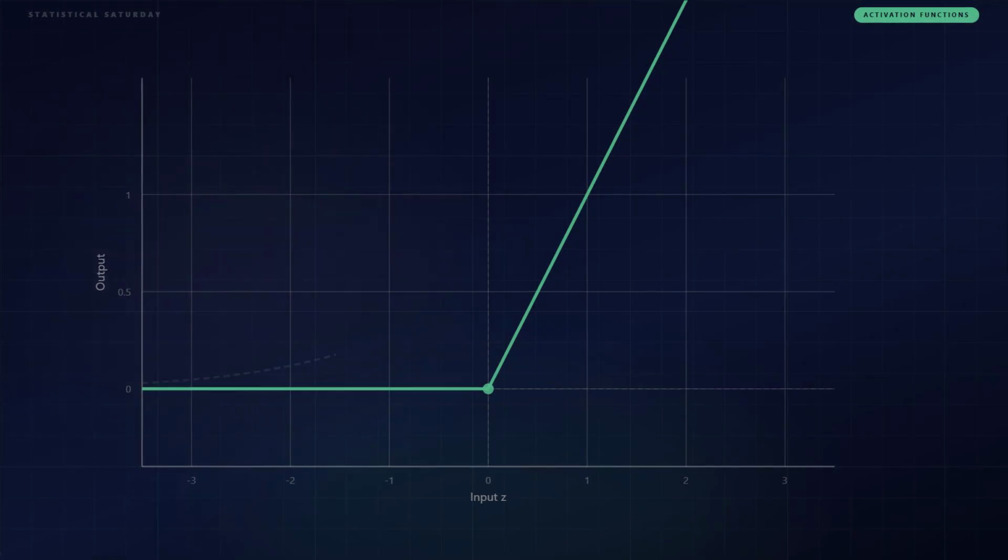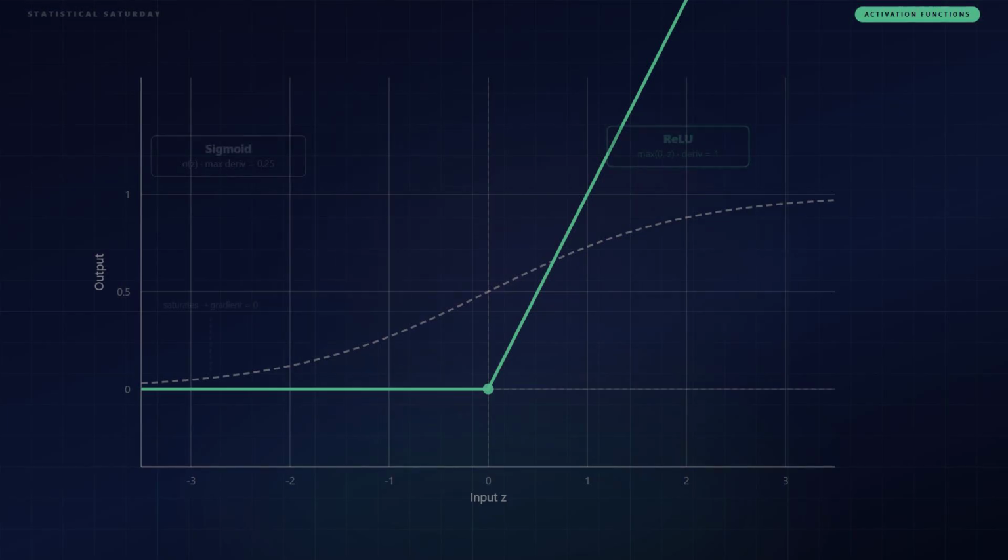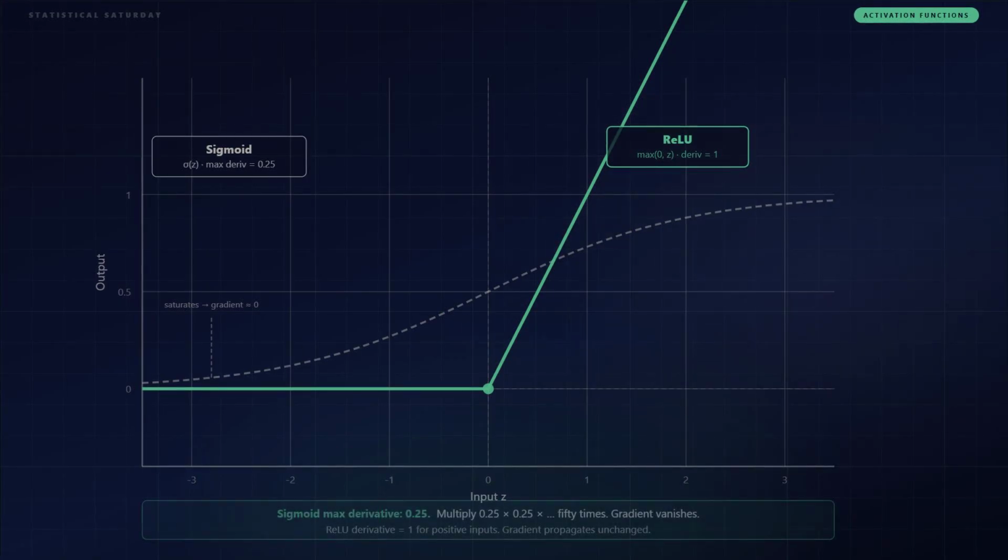ReLU is the standard choice, max of 0 and z. Negative inputs go to 0. Positive inputs pass through unchanged. One kink. Repeated across millions of neurons, those kinks give the network the capacity to approximate arbitrarily complex functions.